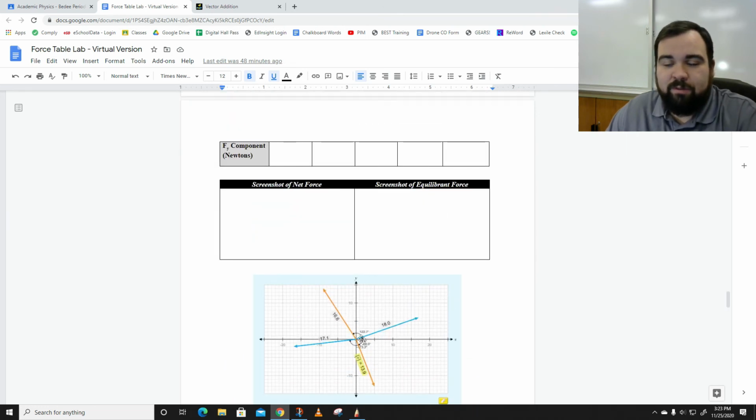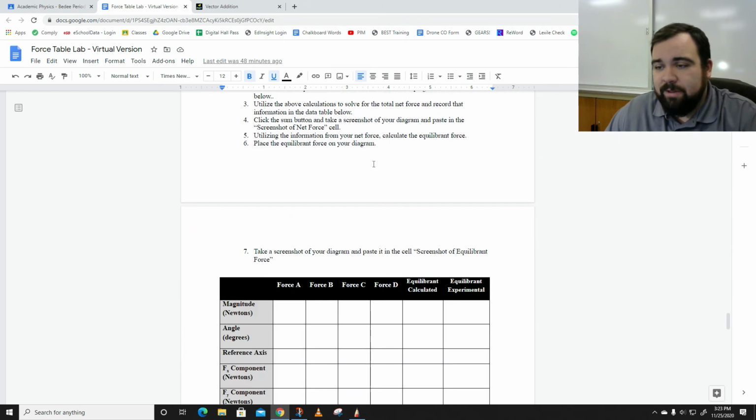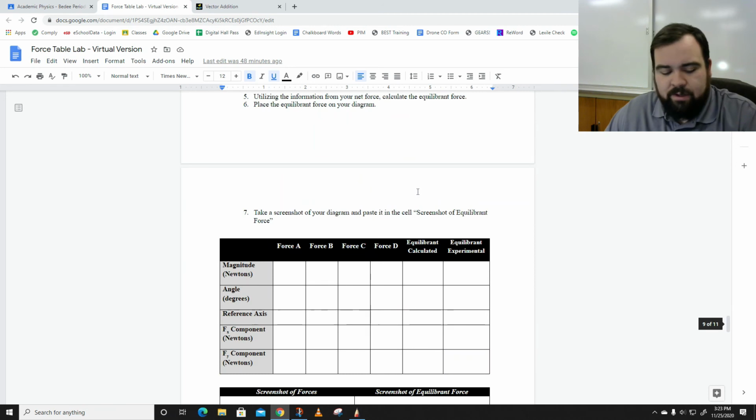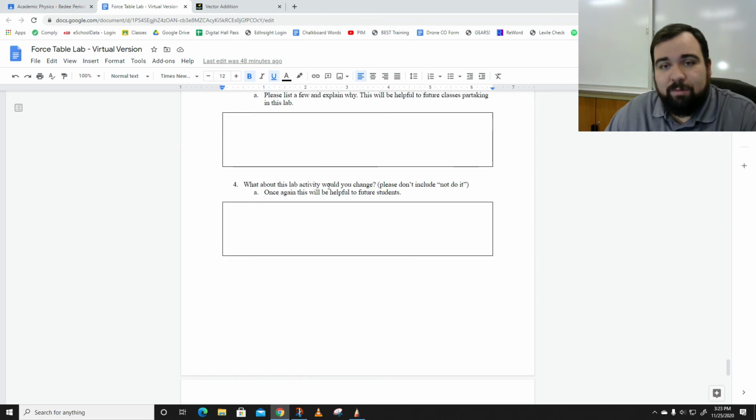If you want to check your answer, your equilibrium force is correct. Once you have the equilibrium force drawn on there, if you then tick the sum option in the simulator, then it's going to give you a sum of 0 if you're correct. You can do the same thing before, except you have 4 forces, and then work your way down into the questions below.